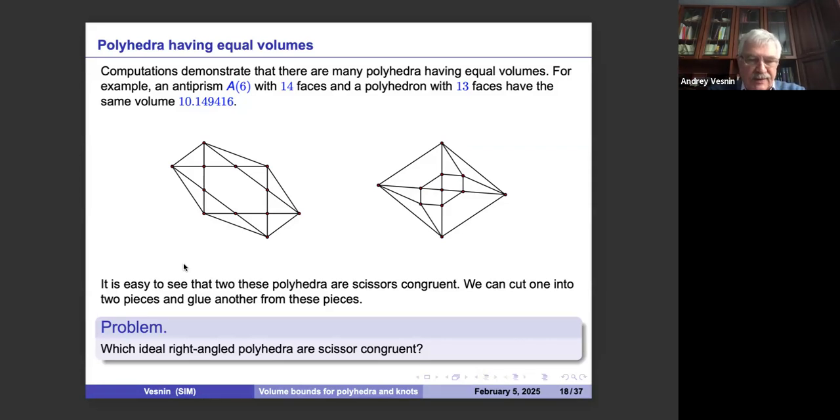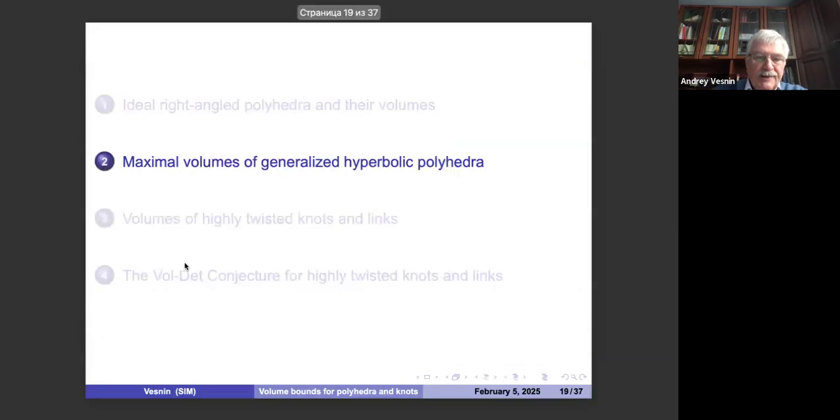And still, since we have many examples of polyhedra, it is a natural problem to try to understand which ideal rectangular polyhedra are scissors congruent. So we know this pair, and there are some other pairs, but we don't have a general description. Of course, volumes should be the same, but what else? Maybe the Dehn invariant, maybe enough, maybe not enough. So the case of hyperbolic geometry is complicated in this sense. And to demonstrate why we consider ideal rectangular polyhedra and why this family is so important, let me discuss maximal volumes of generalized hyperbolic polyhedra.